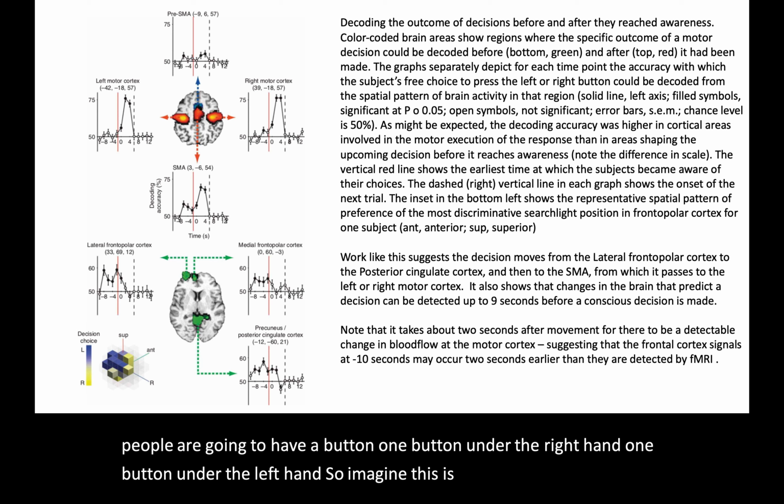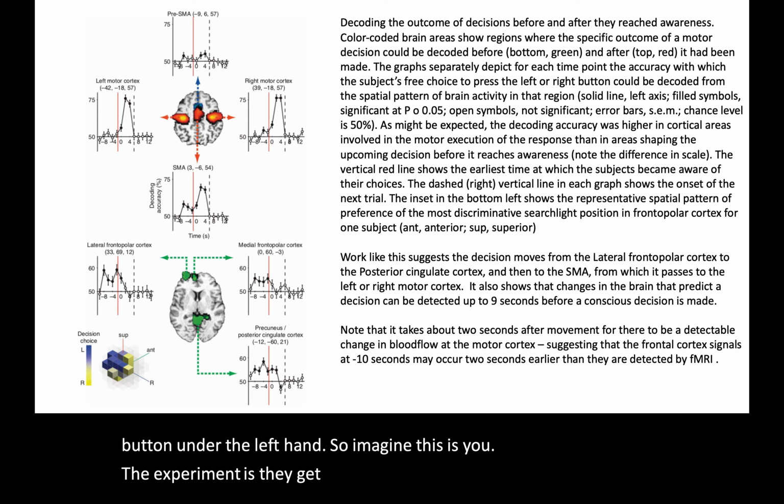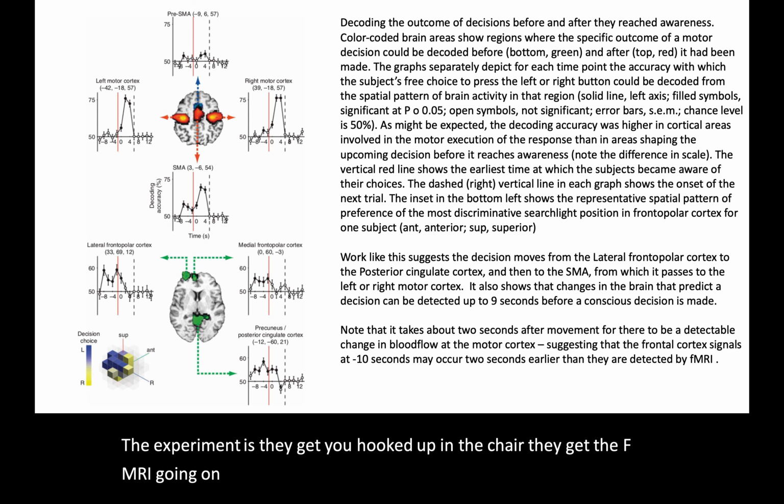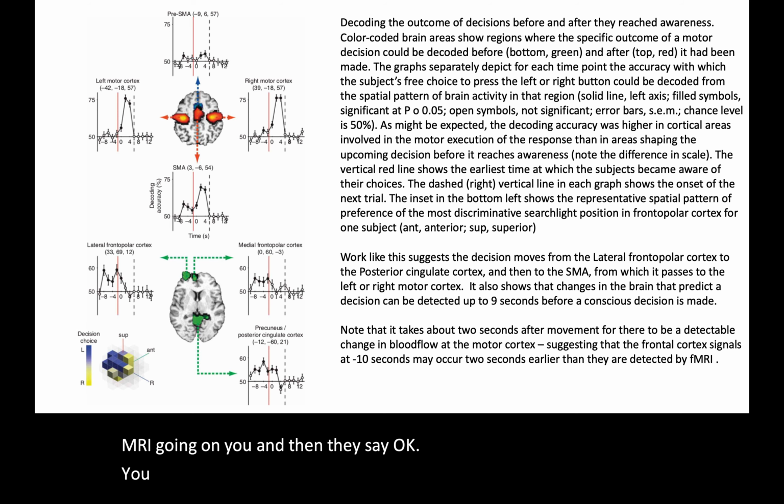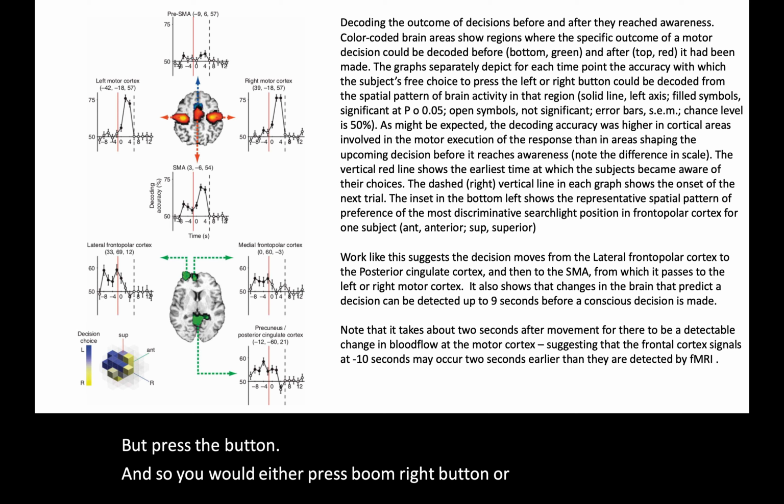The experiment is they get you hooked up in the chair, they get the fMRI going on you, and then they say, okay, let your mind go blank. And then when you're ready, press the button, either button. Don't tell me, don't signal to me, but press the button. And so you would either press, boom, right button, or boom, left button.